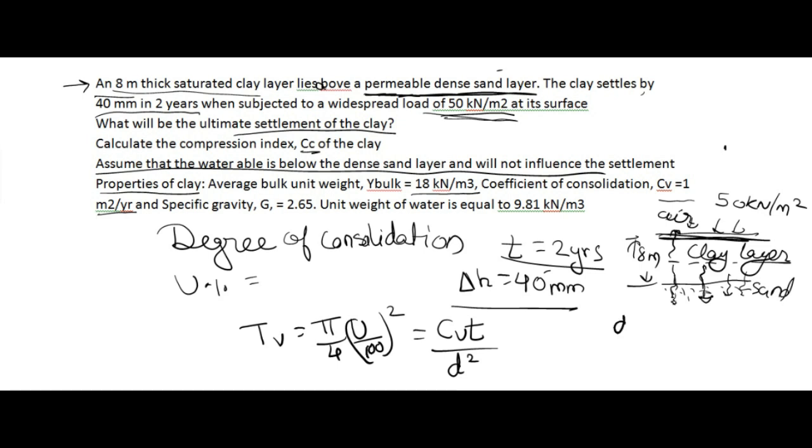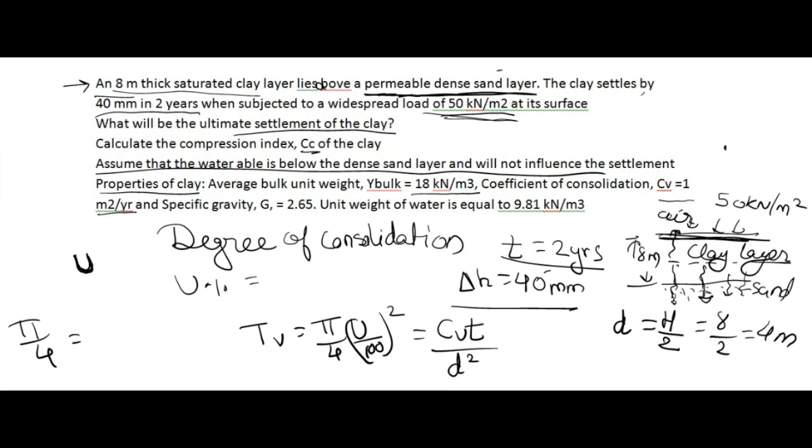In this case we can consider d, the distance, the maximum distance the water particle has to travel before getting percolated out from the soil, which can be written as H by 2. It can be taken as 8 by 2 meters, that is 4 meters. So in this case we can write pi by 4 is equal to, now let's consider that U.